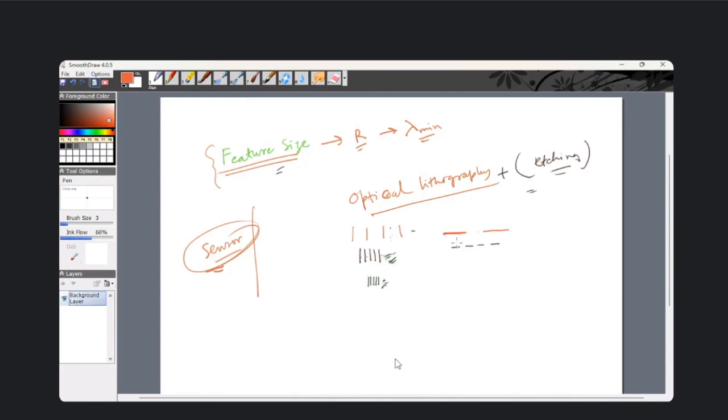Yeah, but the minimum dimension may be anything. It may be the gate length of a transistor. It may be the metal width. Anything. It may be the separation between two metals or two regions. Whatever it may be, the minimum dimension is a feature size. Suppose. That is what W means.